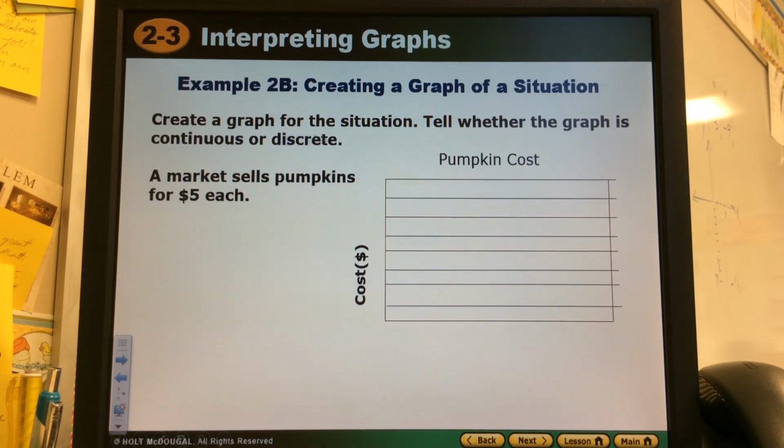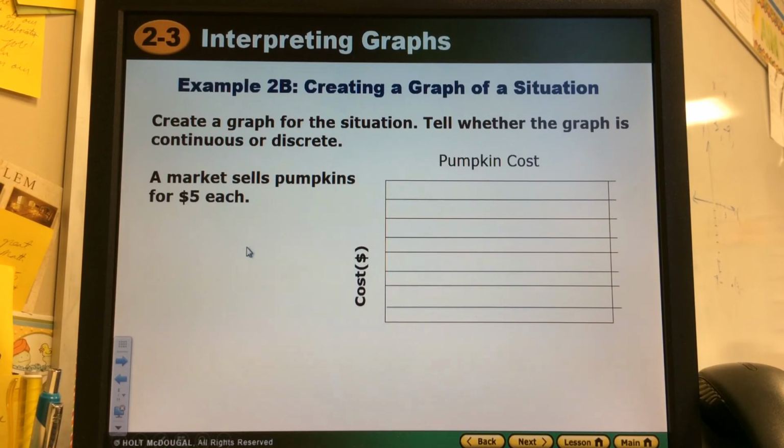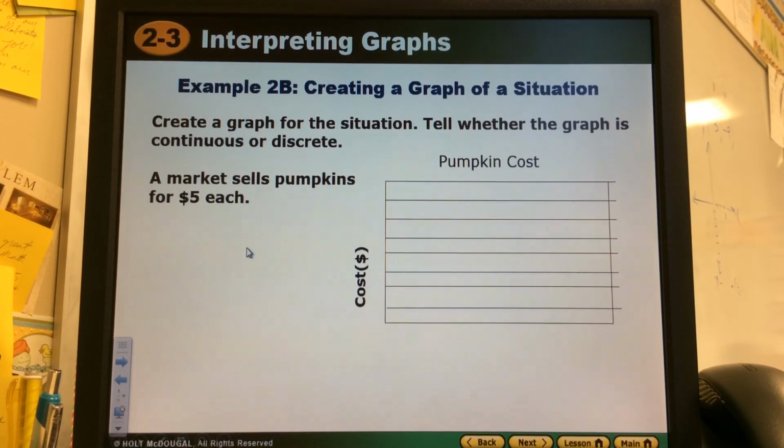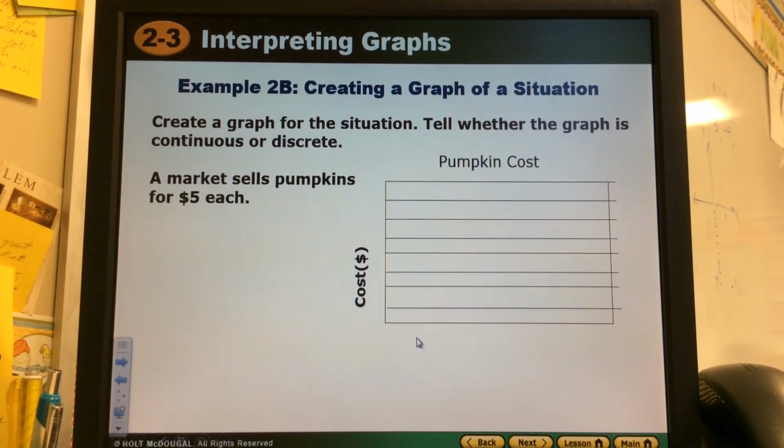Now the second one, again, you're going to create a graph and tell whether this one's continuous or discrete. And you've got a market that sells pumpkins for $5 each. So pause the video and see if you can figure out what you would do there, and think about the horizontal axis being they're selling pumpkins and they're $5 each. So what would you put down here if you're buying pumpkins? The amount of pumpkins that you can buy. So pause the video and try that.